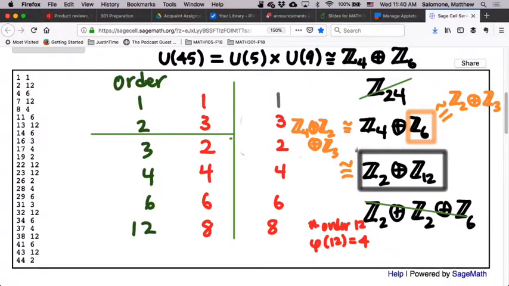And so whichever of these answers you were to put down, however you decide to write U45 as a direct product of Z groups, any one of these three is perfectly fine. You may have reasons in some circumstances, depending on where your abstract algebra takes you, to prefer one of these over the other. But up to isomorphism, they're all describing the same abelian group of order 24, which happens to be isomorphic to U45 and is not cyclic because it doesn't have an element of order 24.